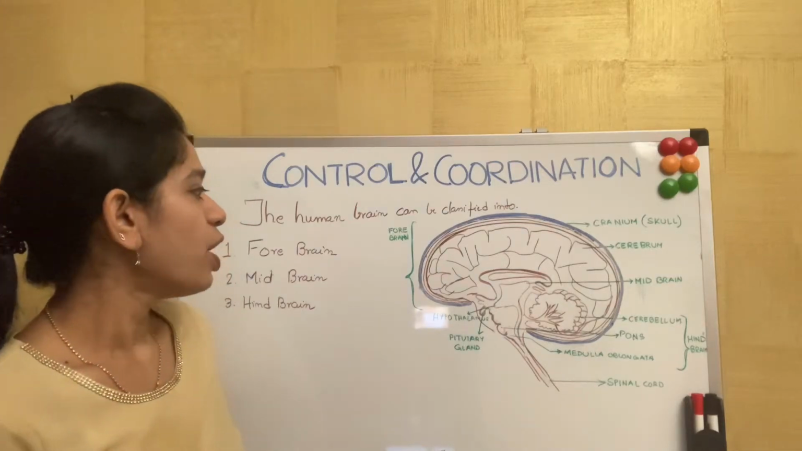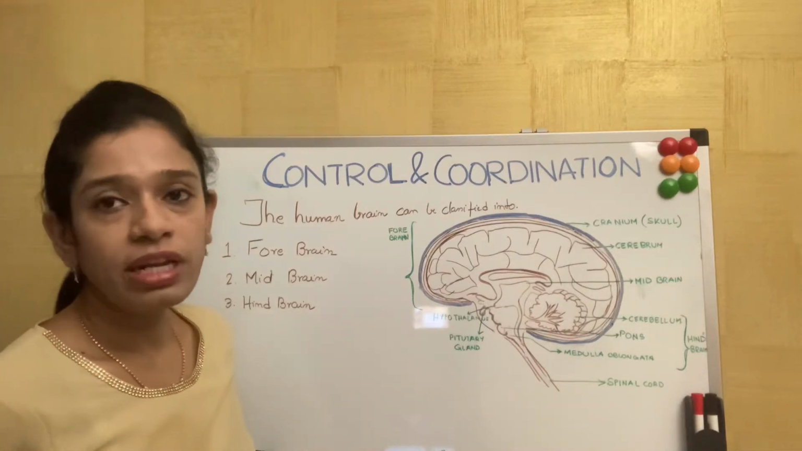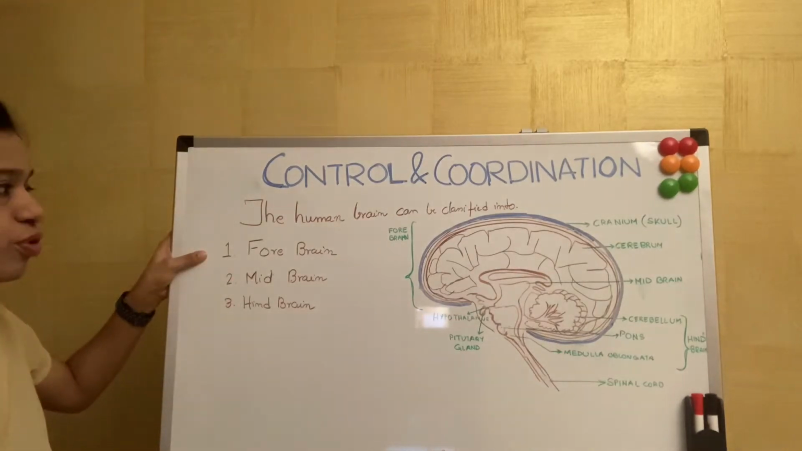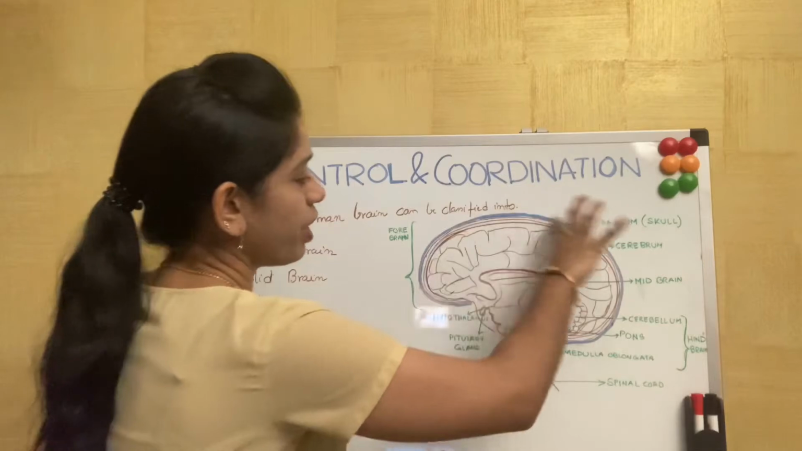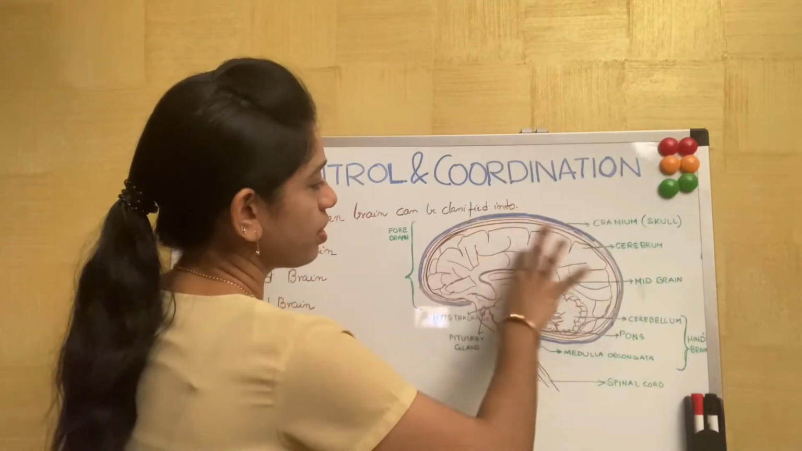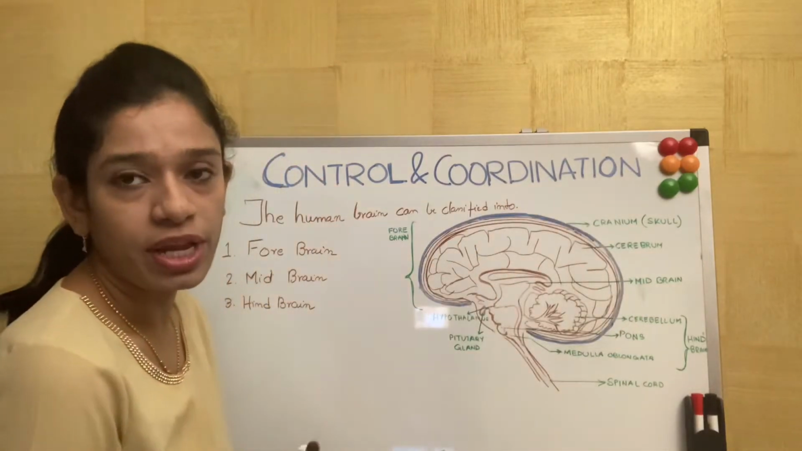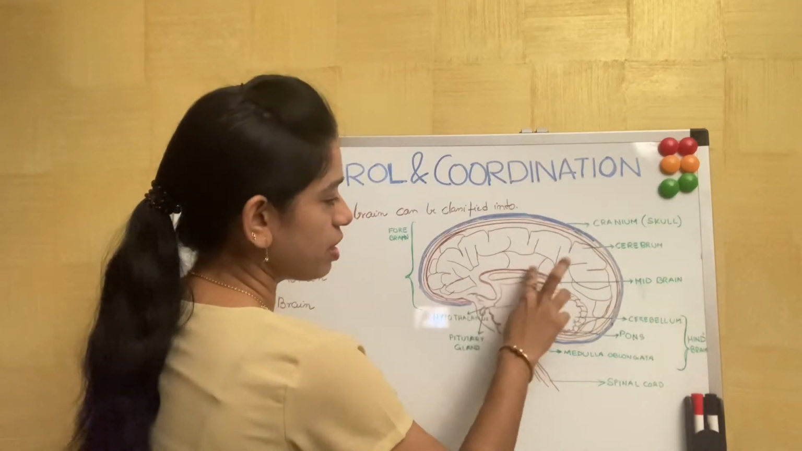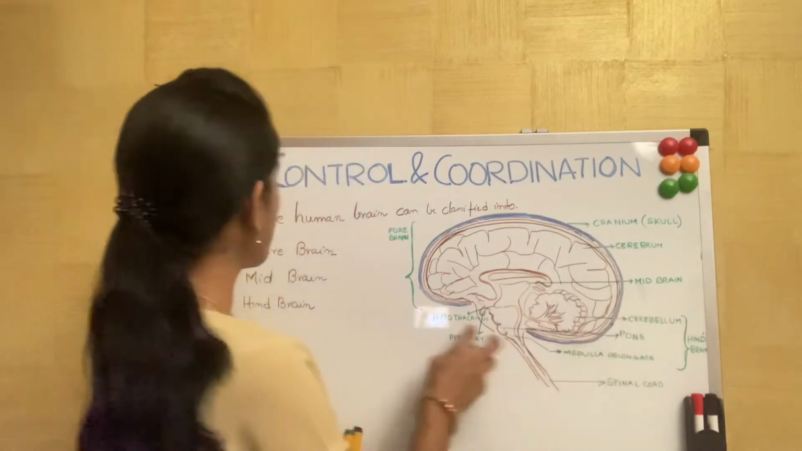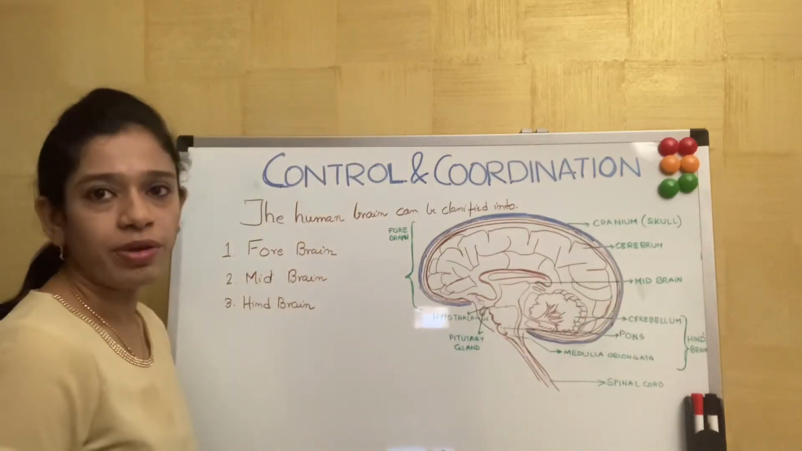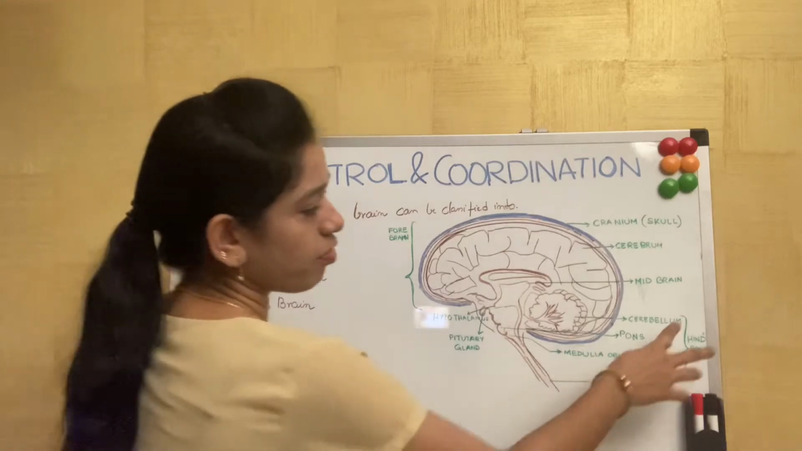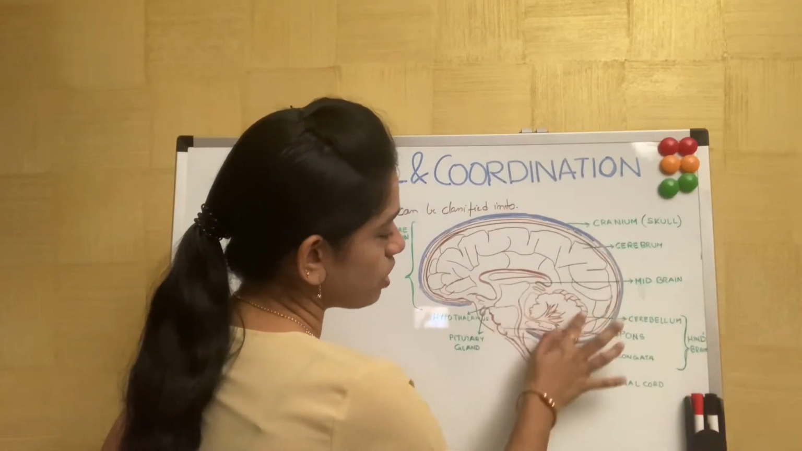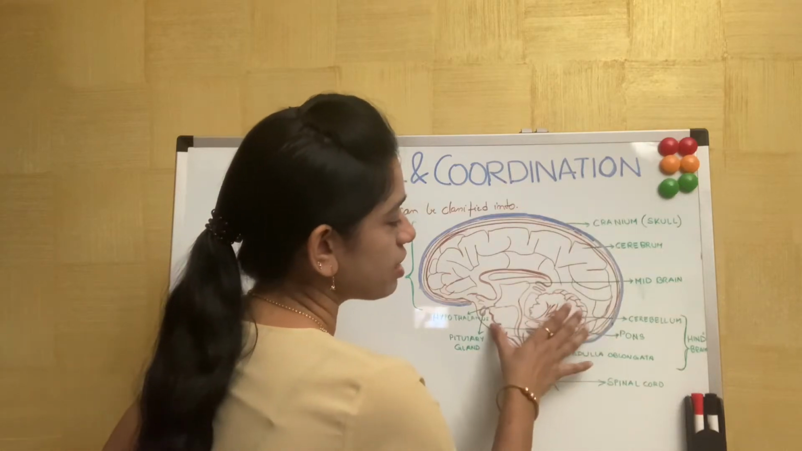To start with, the human brain can be broadly divided into three parts. The first is the forebrain. The biggest portion of the brain is called the forebrain, followed by the midbrain. This part I marked is the midbrain, and the third is the hindbrain. The hindbrain is a very small portion, the lowest portion of the brain.